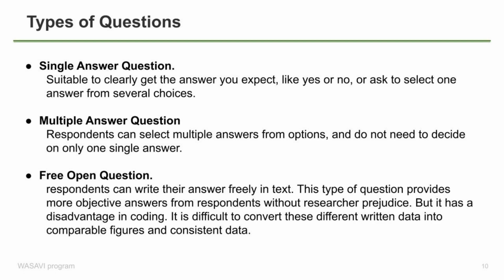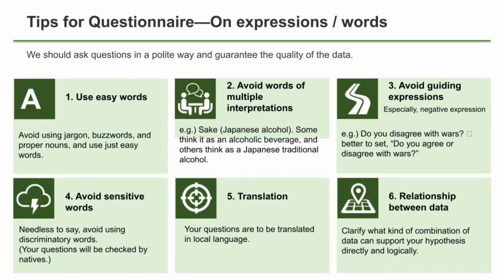Now, here are some tips for you. First, use easy words. Avoid using ambiguous concepts or buzzwords. Use just easy words so that respondents can understand clearly. For example, if you were to ask small children, does the administration of school education have any problems? Then most of them will have no idea. The term administration is too difficult for them.